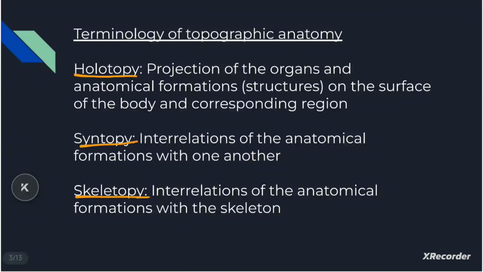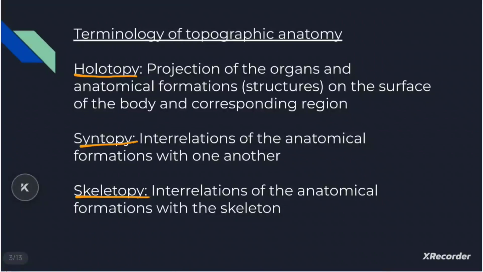Holo means what? Holo means whole. Topy is the structure, the whole structure of the organs and anatomical formations. Syntopy is the interrelation of the anatomical formations with one another. And skeletotopy is the interrelation of the organ with the skeleton. Holotopy is the whole organ, whole body relation corresponding with the whole region. Second is syntopy, which is the anatomical formations with one another, and skeletotopy is the relation with the skeleton.